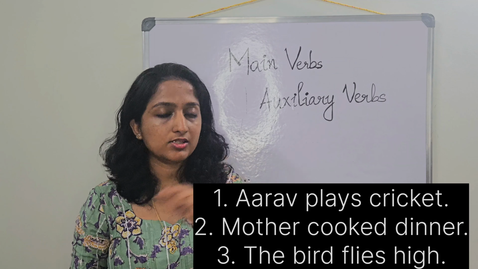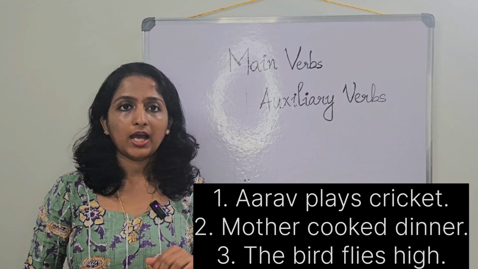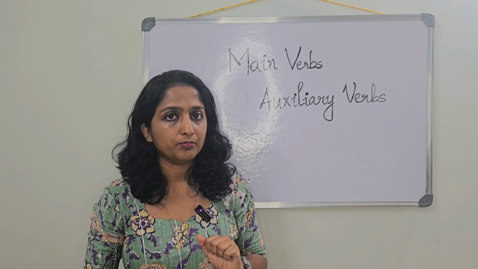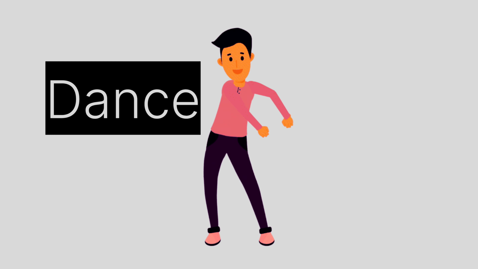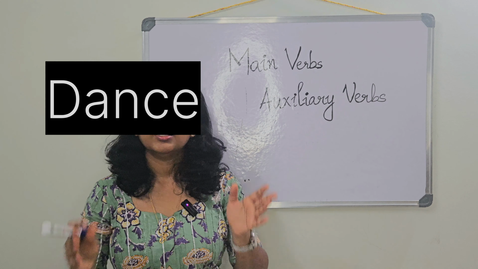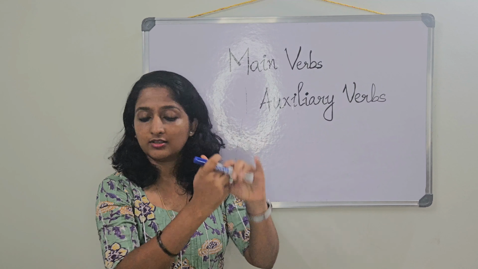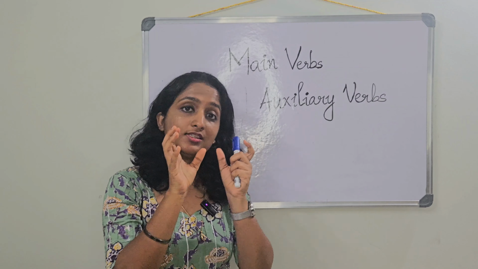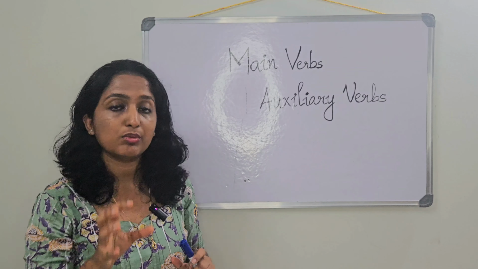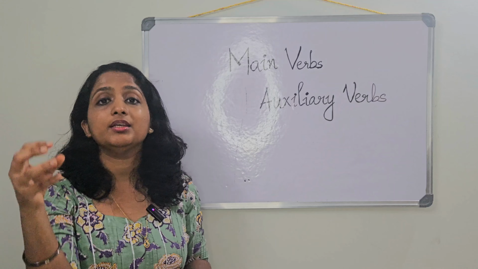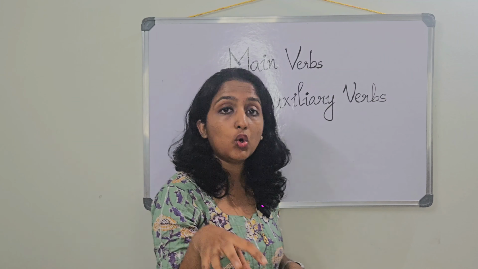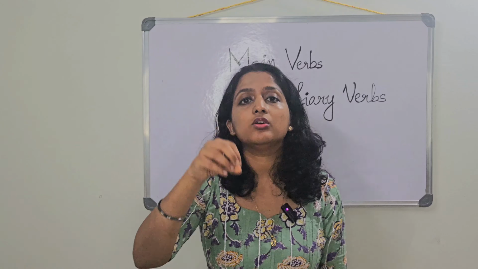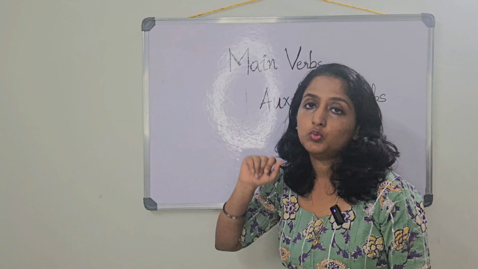Fine. So let's do a quick activity. I'll tell you 3 verbs. Do the action along with me. Dance, clap, write, sleep. So these are the main actions, and if these main actions are coming in the sentences, those verbs will be called main verbs.